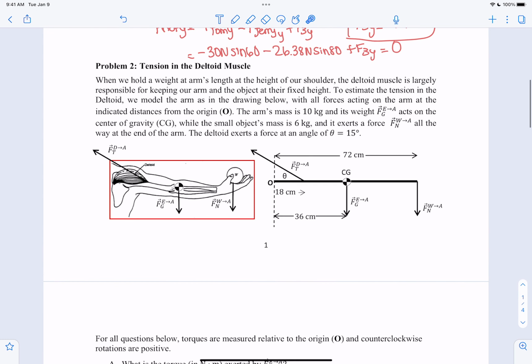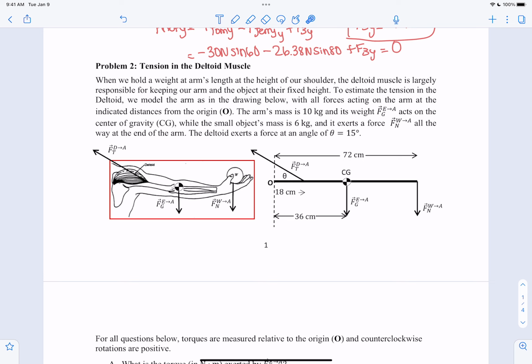Tension in the deltoid muscle. When we hold a weight at arm's length at the height of our shoulder, the deltoid muscle is largely responsible for keeping our arm and the object at their fixed height. To estimate the tension in the deltoid, we model the arm as in the drawing below, with all forces acting on the arm at the indicated distances from the origin, right? So we have different forces acting on the arm with different distances from the origin, and the origin here is pretty much at the scapula, or at the origin point of the deltoid muscle.